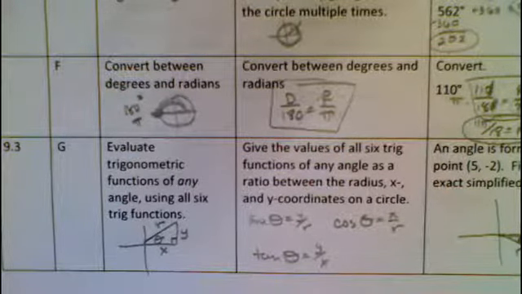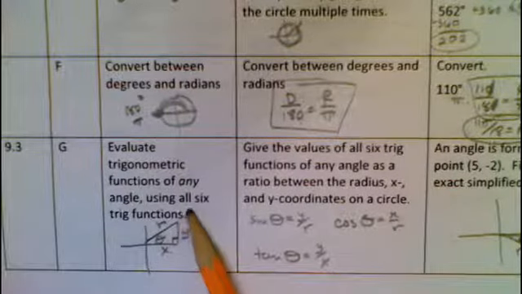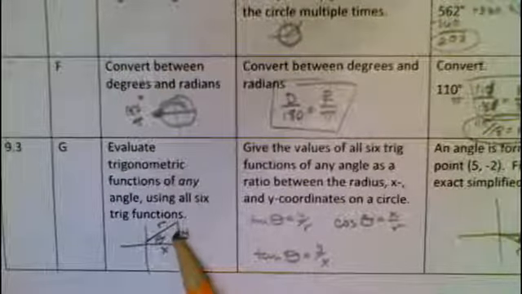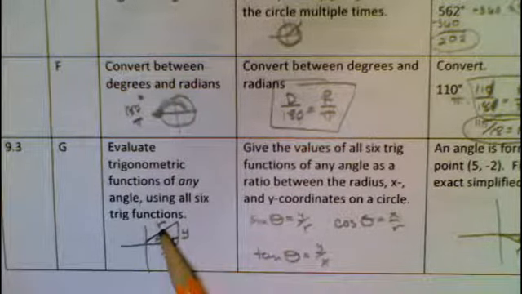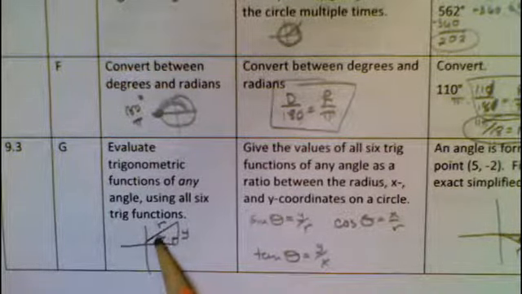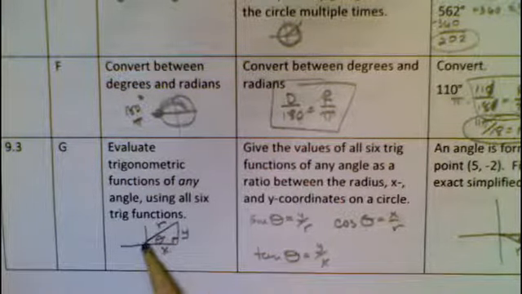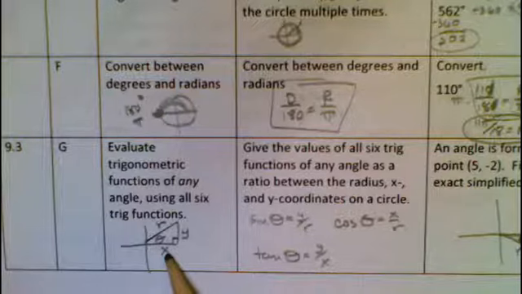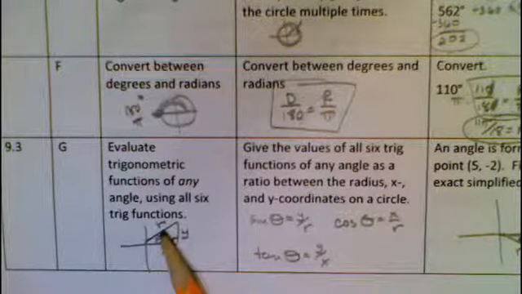Learning target G starts with section 9.3, which says to evaluate trig functions of any angle using all 6 trig functions. So this is when you potentially, or most of the time, are not on the unit circle. So you just need to know any angle in standard position. Again, the y value is the opposite, the x value is the adjacent, and the r, the radius, is your hypotenuse.